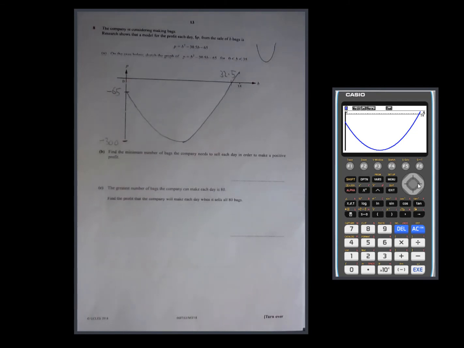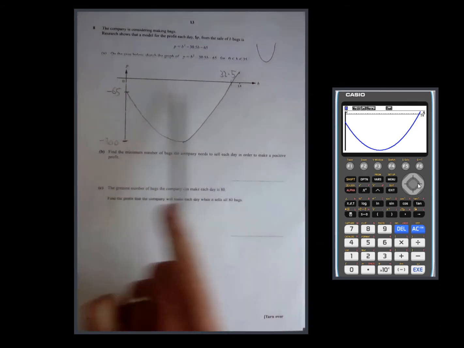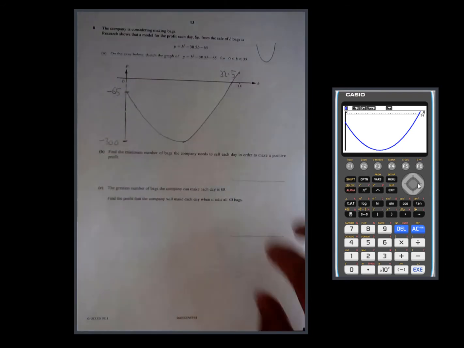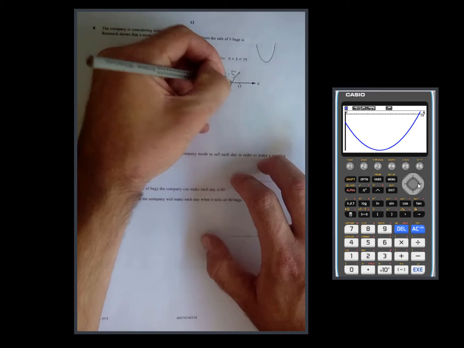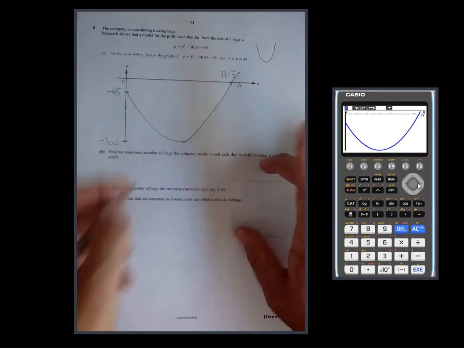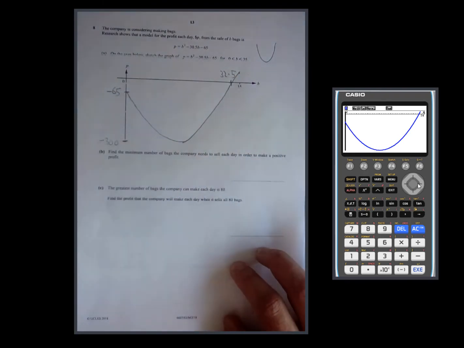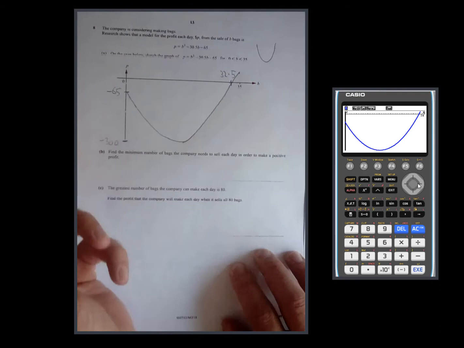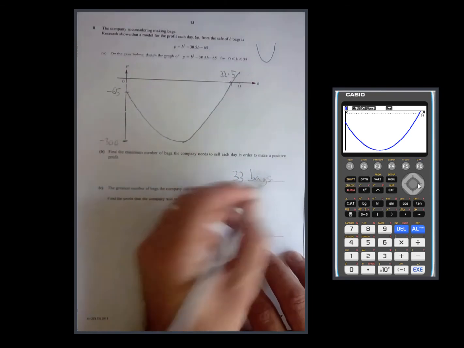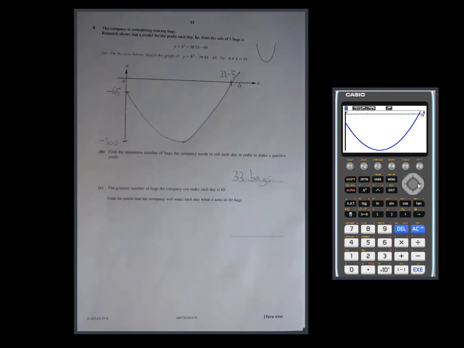Right. Part B. Find the minimum number of bags the company needs to sell each day in order to make a positive profit. Now remember, this is the graph of number of bags sold on the x-axis against profit. So profit is positive when it is above the x-axis. So actually it's 32.5 bags. You can't sell 32.5 bags. So that means they need to sell a minimum of 33 bags in order for this to be positive.